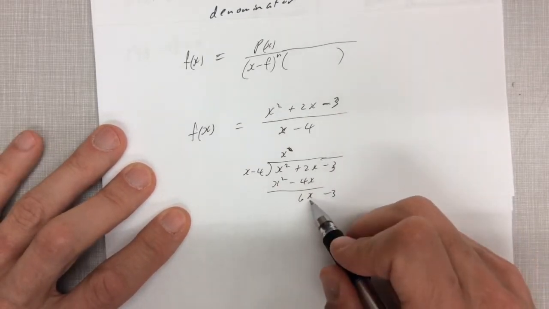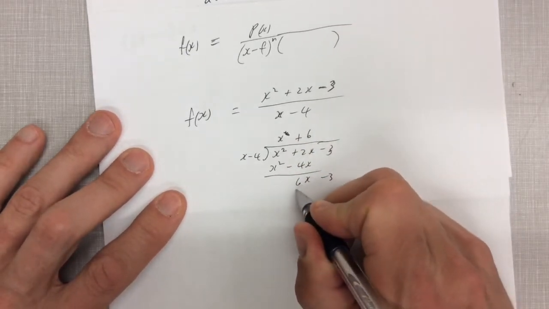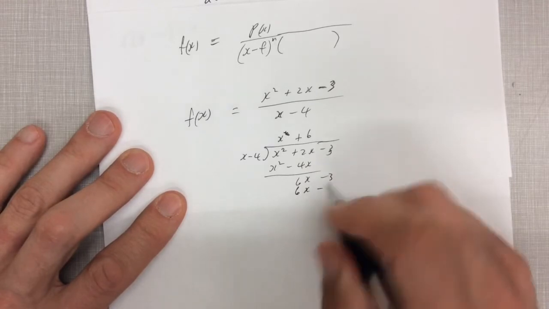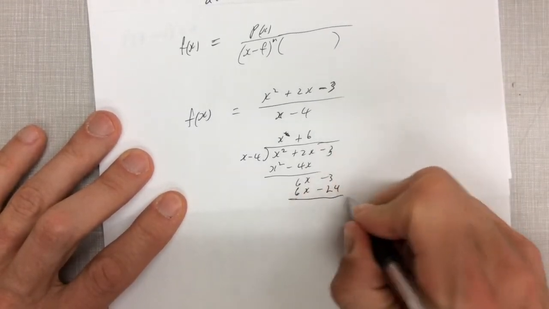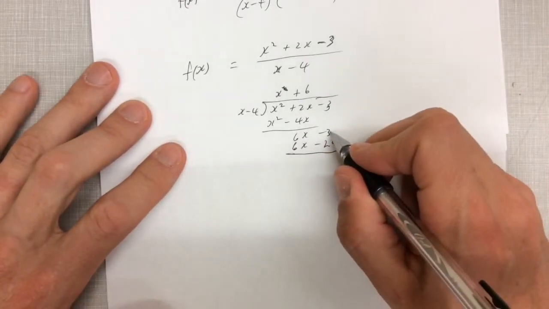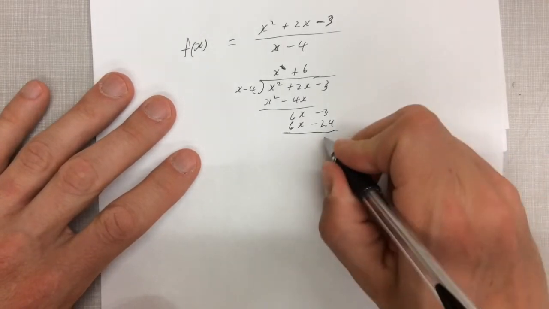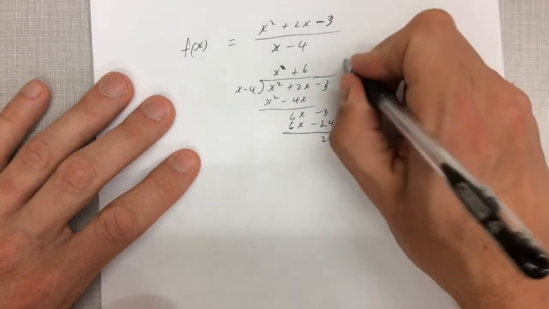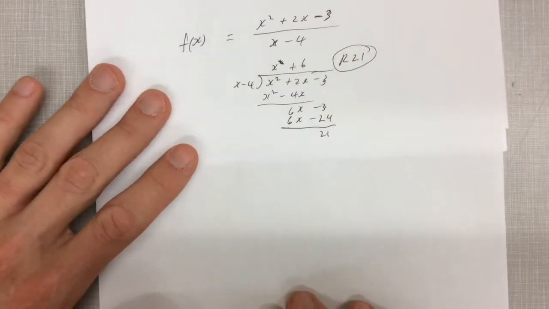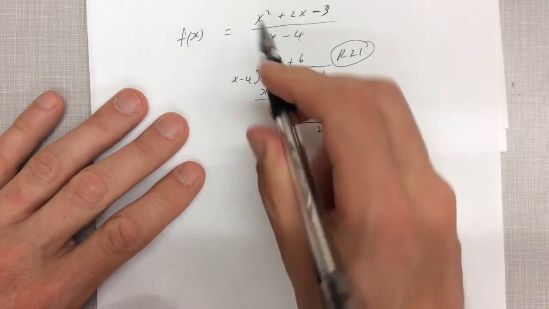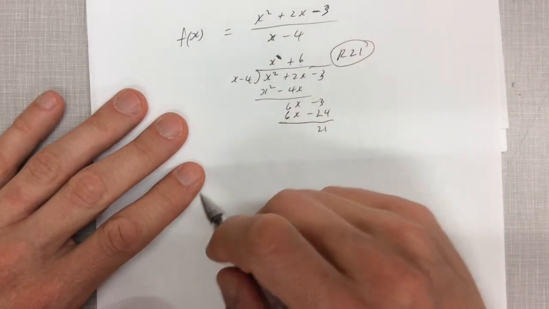And you want to get rid of this 6x, so you're going to do plus 6. And you're going to get 6x minus 6 times 4, which is going to be 24. And you have negative 3 minus negative 24, so plus 24, which is going to be 21, and you have a remainder of 21. Okay, so when you divide out this function, you get x plus 6 with a remainder of 21 as the answer.